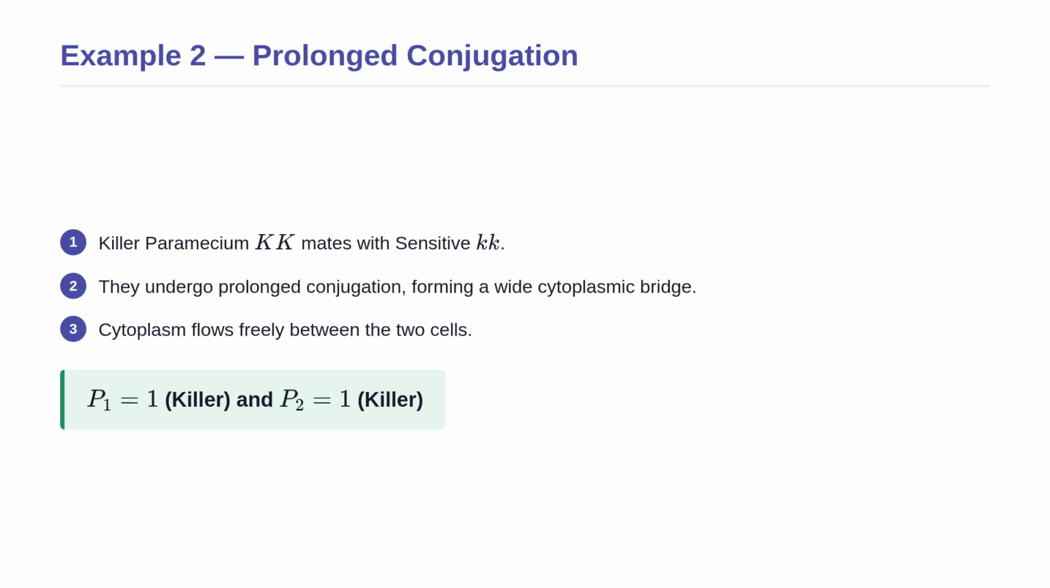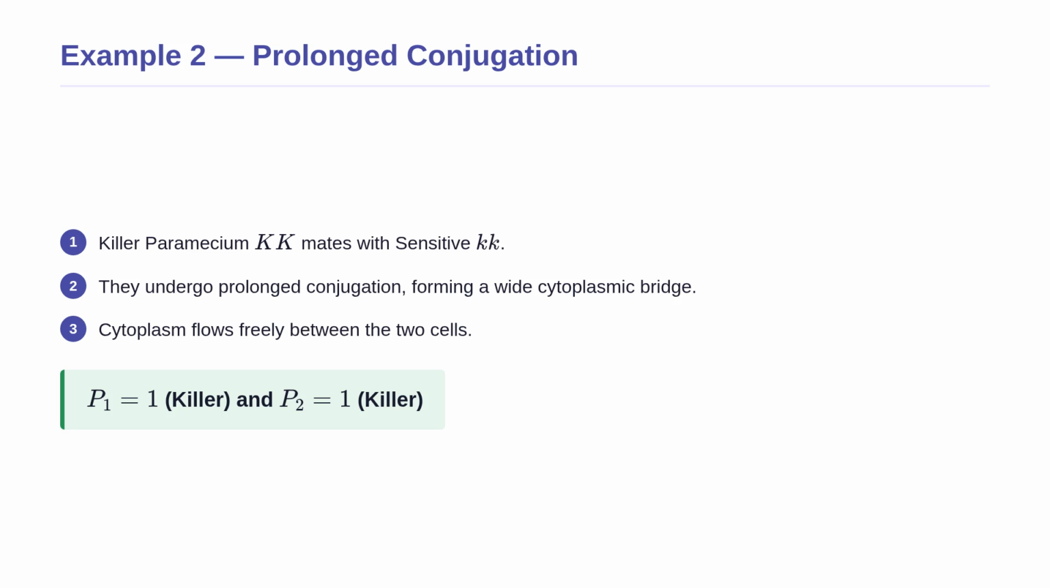Let us look at a second example to see how changing the physical connection changes everything. Imagine the exact same two Paramecia mate once again. We have the killer with genotype big K, and kappa particles, and the sensitive with genotype little k and no kappa particles. This time, they undergo prolonged conjugation.